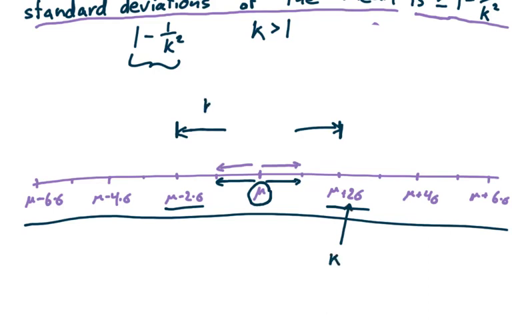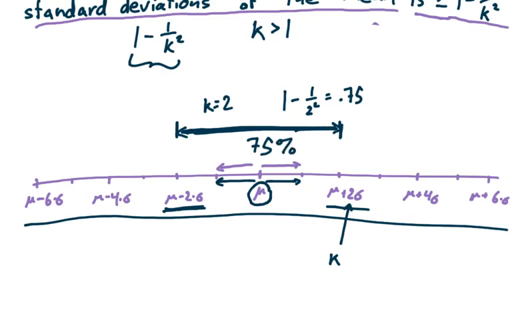So here, if k is equal to 2, this proportion, 1 minus 1 over k squared, is going to be exactly 0.75. So the proportion of values that falls within this range, whatever the lower threshold comes out to be, mu minus 2 copies of the standard deviation, all the way up to and including mu plus 2 copies of the standard deviation, would be 75% of the data values. That would be the proportion.